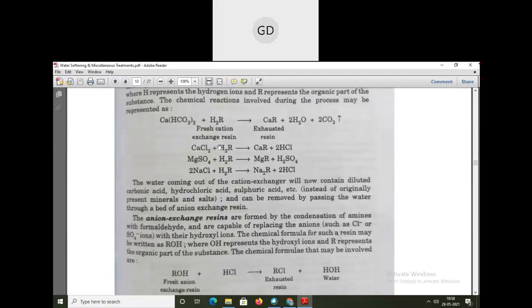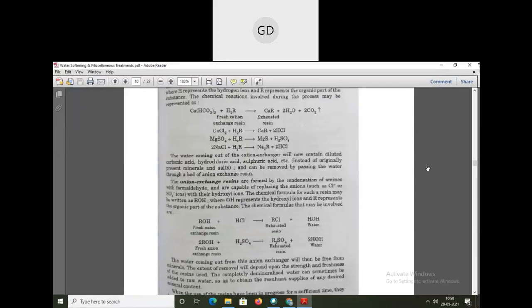5 minutes is left. Today I will be doing only up to here, because from 11 I have a meeting, so I can't do the 11 a.m. class. So let us skip up to here today. I need only one class to complete the water treatment part, that is module 3. After that we can start our sewage part, module 4. So next Tuesday I will be completing this water treatment part.